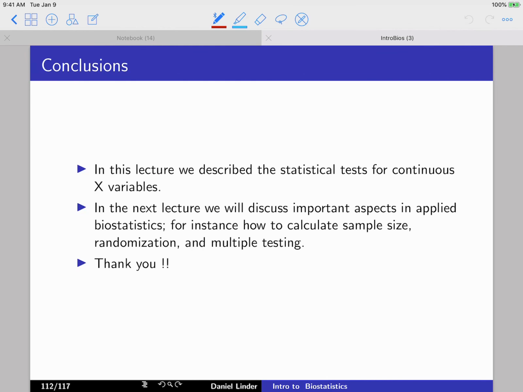So in this lecture we described the statistical test for continuous X variables, and we looked at a case where we had a continuous Y variable and a discrete Y variable. In the next set of lectures, we're going to discuss important aspects in applied biostatistics, for instance, how to calculate sample size, randomization, and controlling for multiple testing.